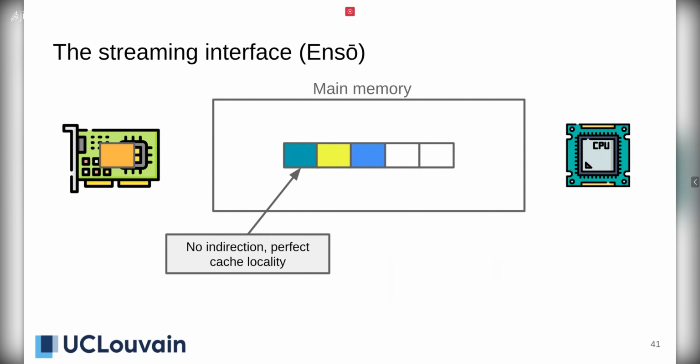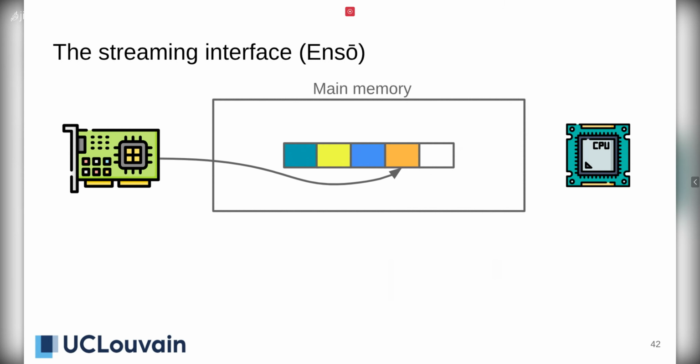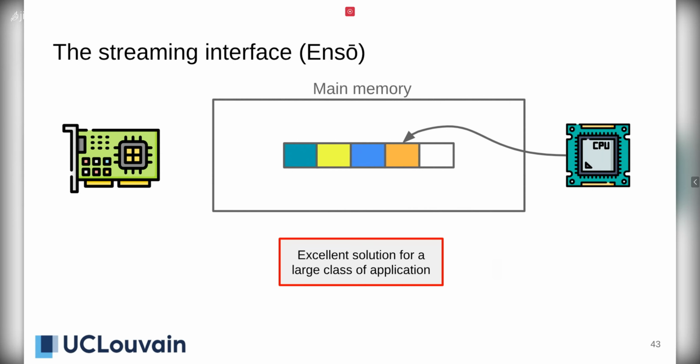So what happens when a new packet arrives? It's simple. The NIC just looks at where the last packet stopped, and it just writes the next packet just after this one. And then the CPU can just directly receive these packets. And so for a very large class of applications, this is a very good solution.